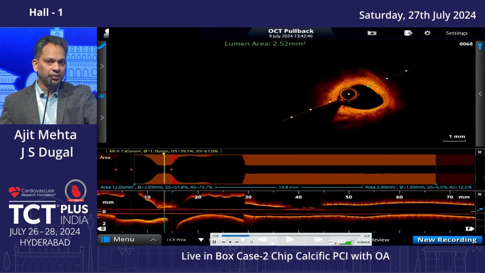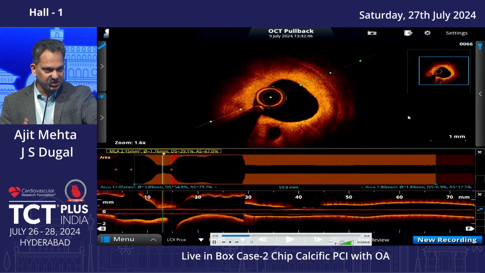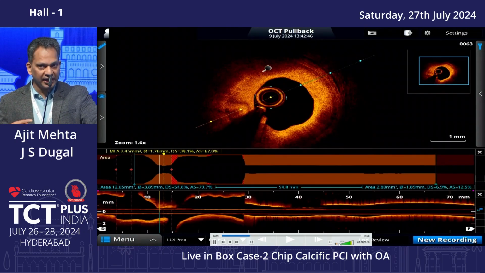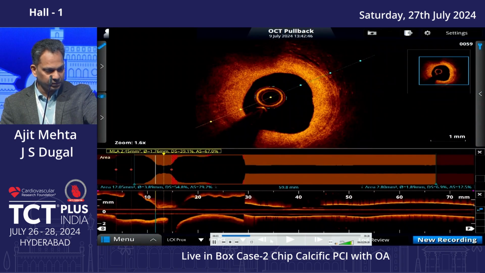So the initial plan was to do orbital in both LAD and circumflex, but then we changed the plan, thinking that there was no significant calcium. At the ostial of the circle, just did orbital in LAD. There is calcium also. Imaging helped us. We could avoid unnecessary rotational. But there is calcium, which is a blob of calcium which came just now.